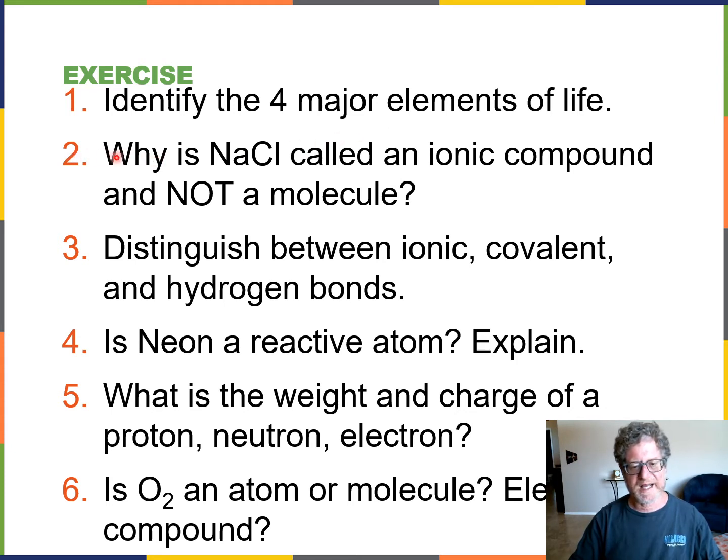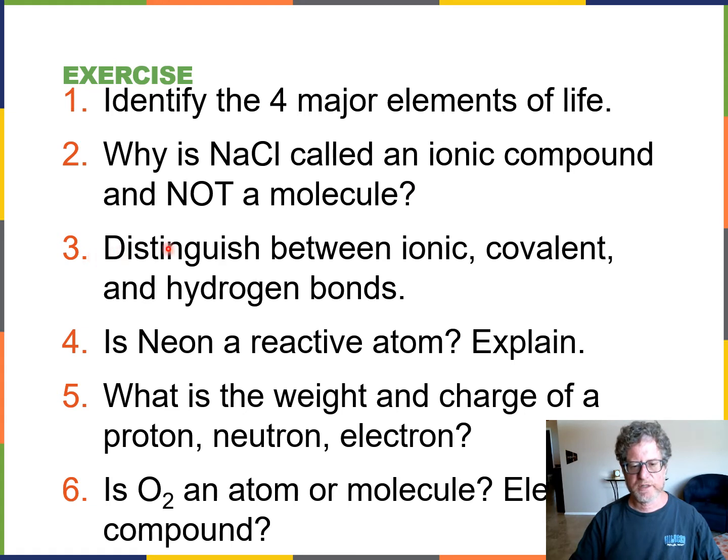Number 2, why is NaCl called an ionic compound and not a molecule? Because molecules are formed by what kind of bonds? Covalent bonds, and NaCl is held together by the charges of the ions. Na positive, Cl negative, that's what holds them together.